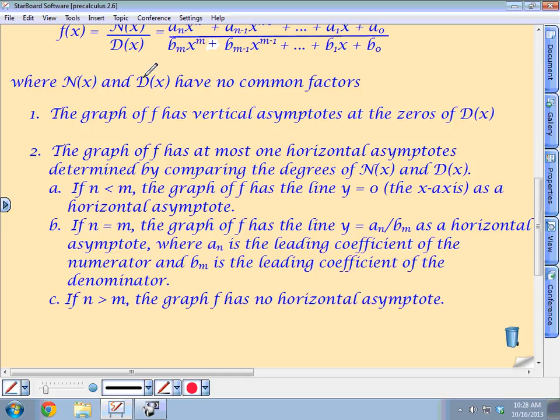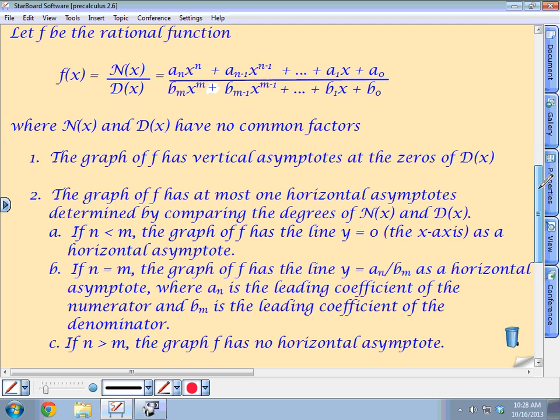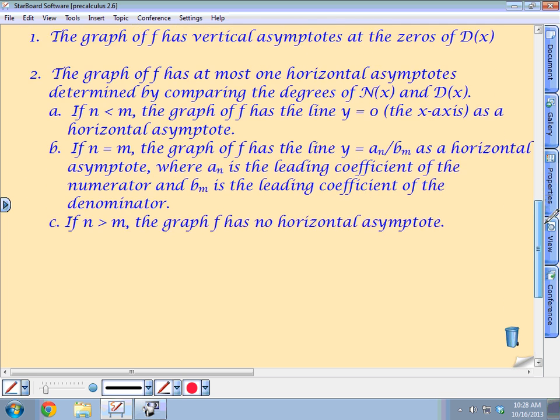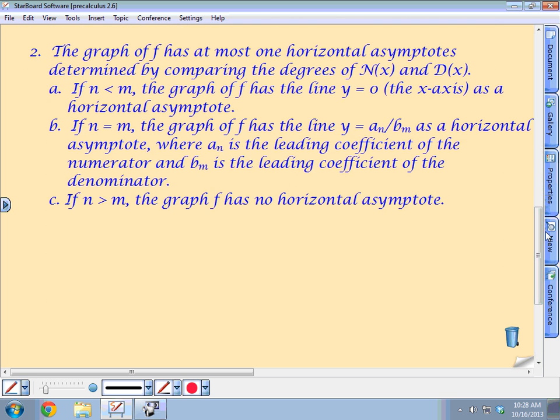As a quick review, a function has a vertical asymptote at any place where the function has a 0 in the denominator. So anything in the denominator of a function that will make the function 0 will give you a vertical asymptote. A horizontal asymptote, you can only have one. So you're either going to have 0 or 1.